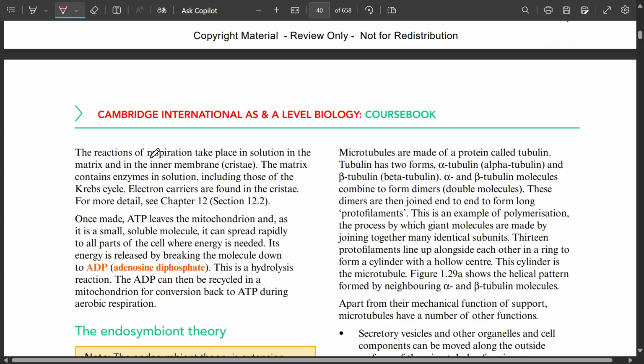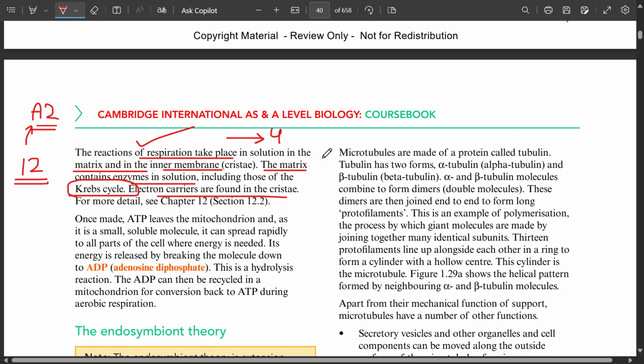Now, the reactions of respiration take place in solution inside the matrix and the inner membrane, and this is all from chapter 12 of your A2. In A2, chapter number 12, you'll see the different stages of respiration, there are a total of 4 stages that actually take place in mitochondria. Now the matrix contains enzymes in solution, including those of the Krebs cycle as well. Then there are some electron carriers as well. You just have to remember the structure and functions you'll study in your A2.